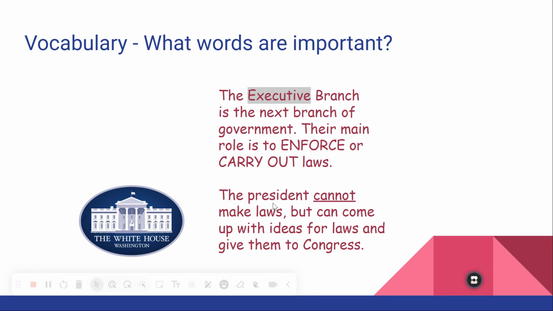So the president can't make laws. They can come up with ideas for laws and give those ideas to Congress. Like in the game, if you remember, you as the president came up with an idea and then it became like a light bulb. So presidents can come up with ideas, but they can't create laws. That's the job of the legislative branch. So the executive branch carries out the law. If you remember, I said when you execute things, you carry it out. So the executioner carries out the sentence, makes sure that the sentence is enforced.